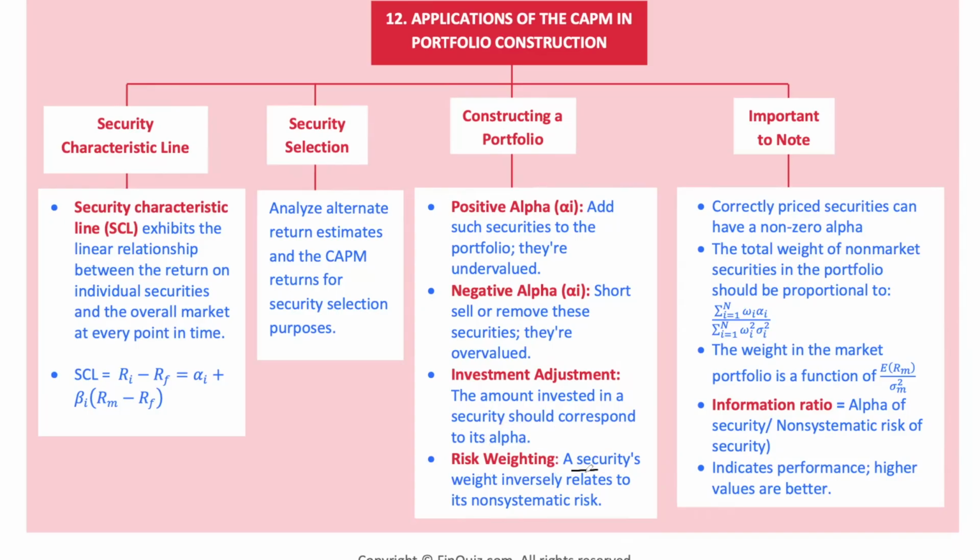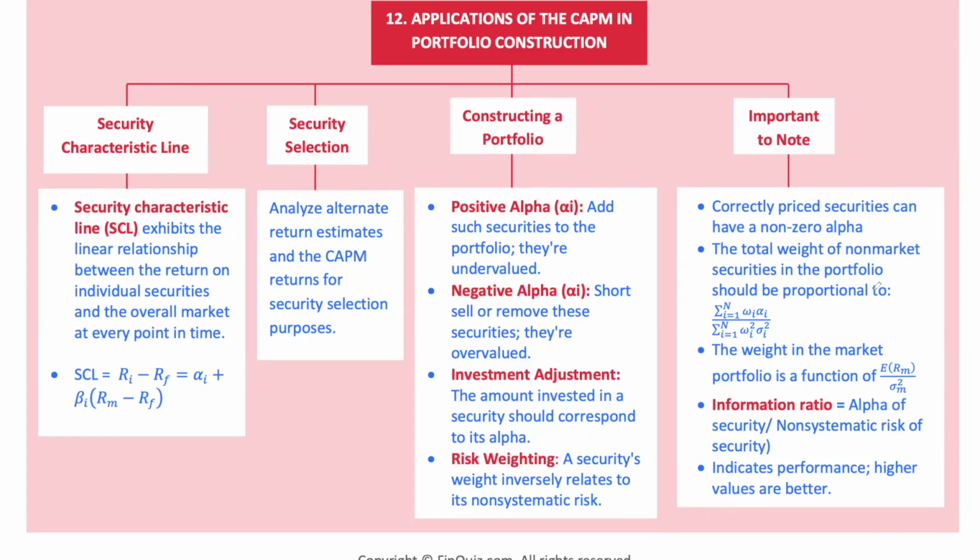That's right. Securities with higher alpha get more weight, and those with higher non-systematic risk or company-specific risk get less weight. Why? Because the more idiosyncratic risk you take, the less consistent your alpha will be. Now, here's something students often miss in the exam. Even a correctly priced security can have a non-zero alpha. It just means that based on current market data, that's its fair excess return, not necessarily a mispricing.